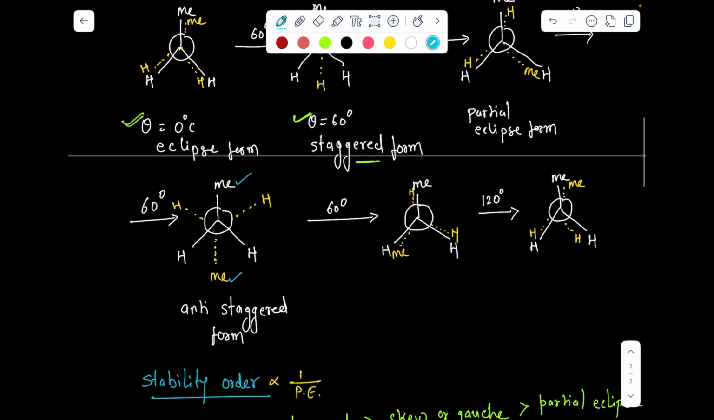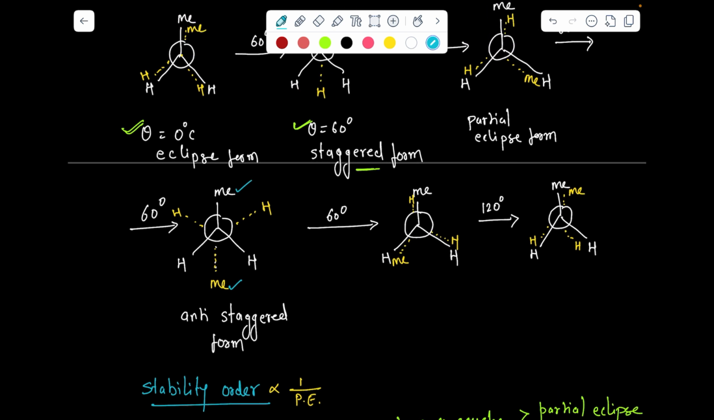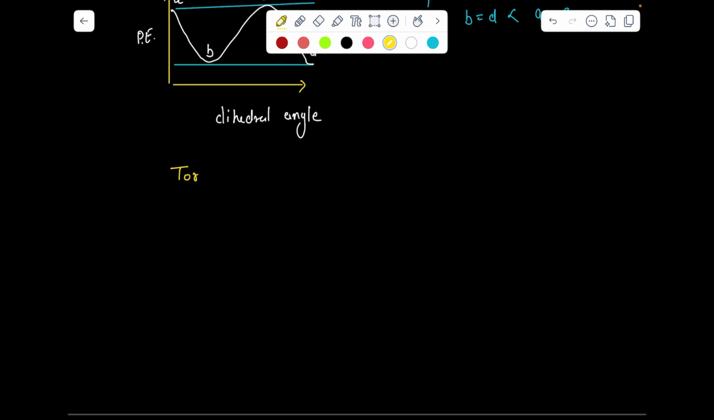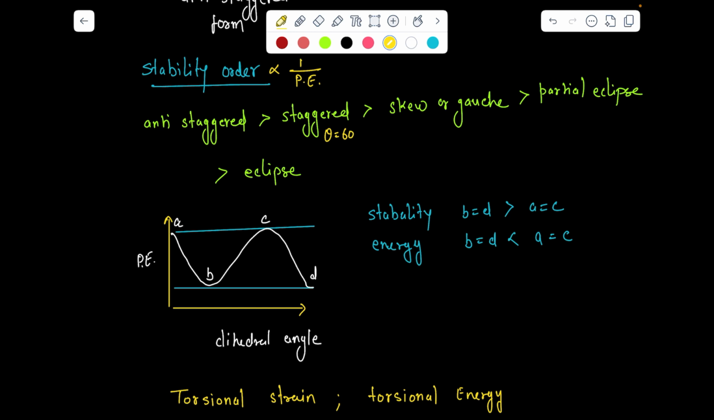So here, when the eclipse is rotating into the staggered form, during the rotation potential energy increases, and this energy is called the torsional energy, and that repulsion or resistance in twisting is called the torsional strain. So I'll write the name here, it's called torsional strain. It appears due to the resistance of twisting, and the related energy is called torsional energy. So staggered is theta 60 degree, here theta is any other degree apart from 0 and 60, and eclipse is at around 0 degree.